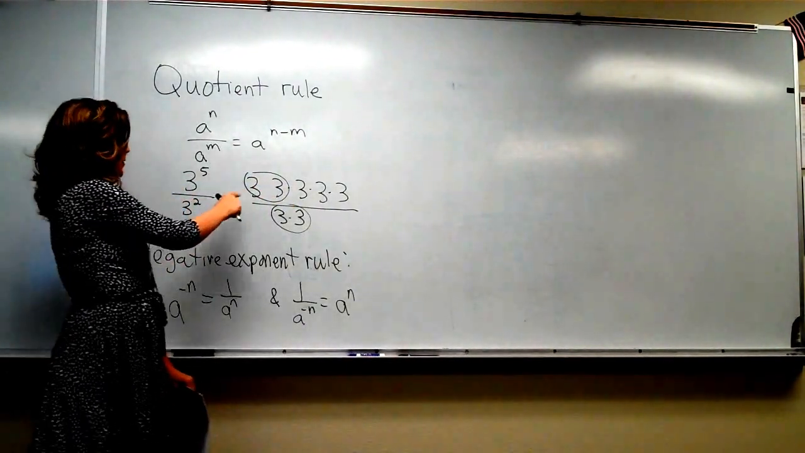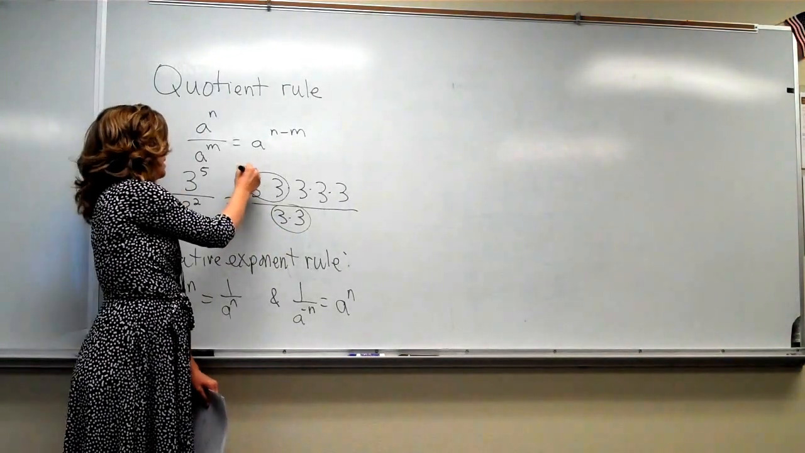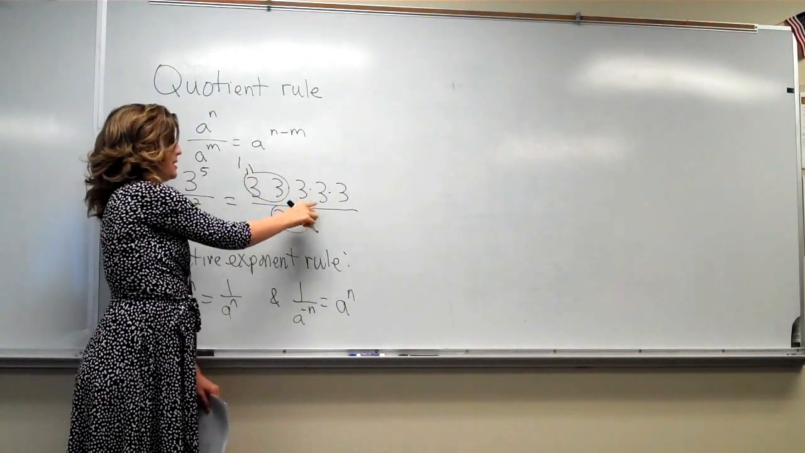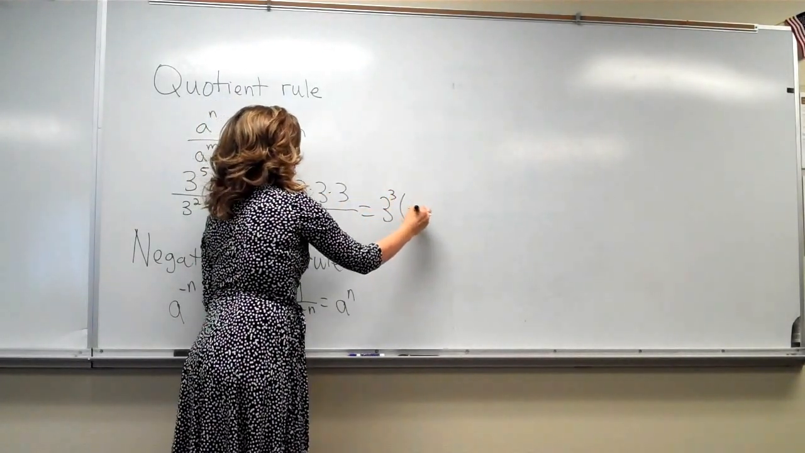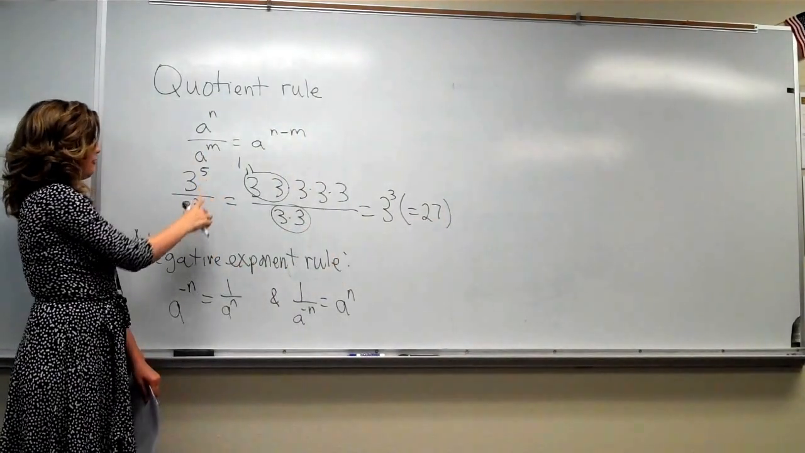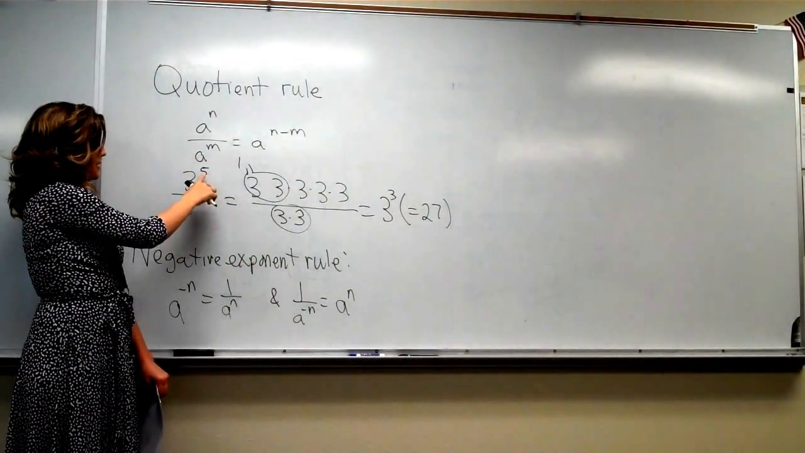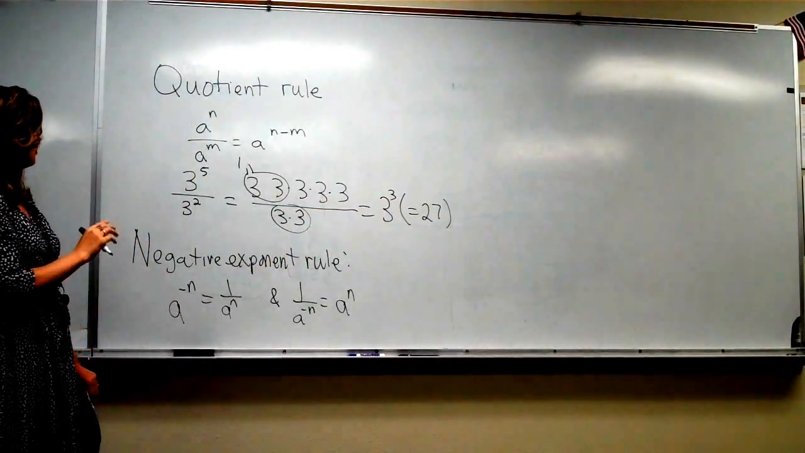We can do that. 3 times 3 is 9. 3 times 3 is 9. 9 over 9 is 1. 1 times 3 times 3 times 3 is 3 cubed. Now it is true that this equals 27, but the important thing here is that 3 to the 5th over 3 squared, it's 5 minus 2 to give us that exponent of 3.